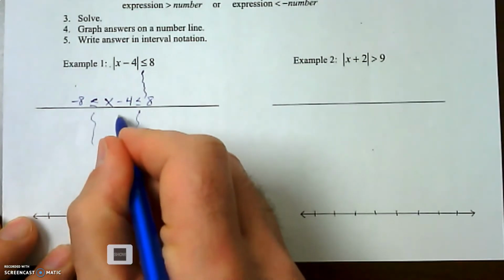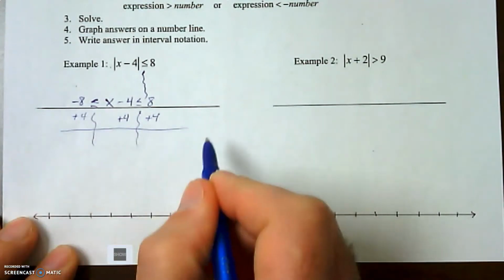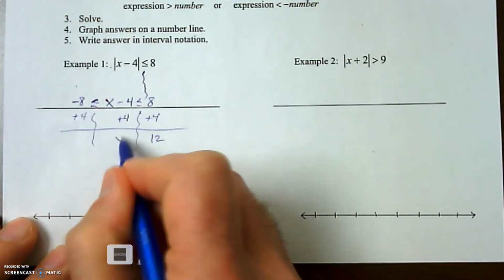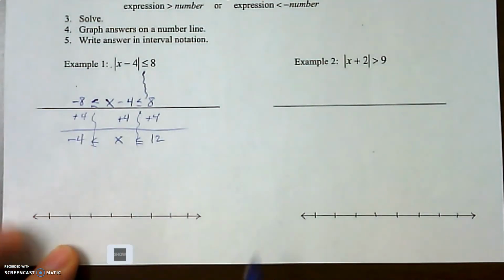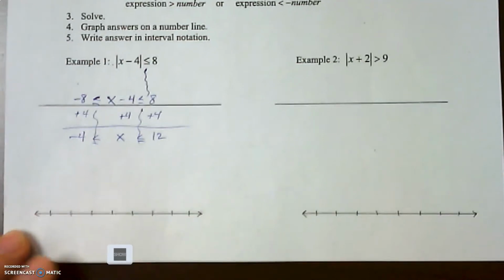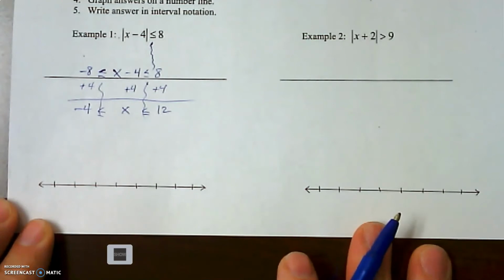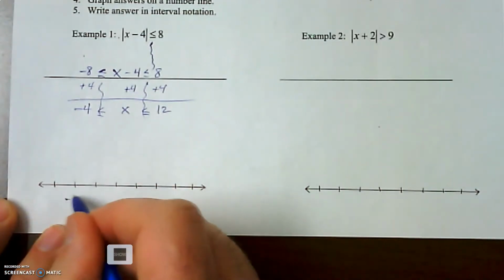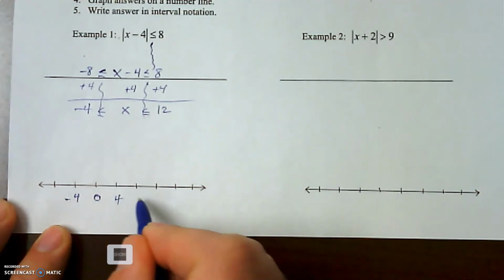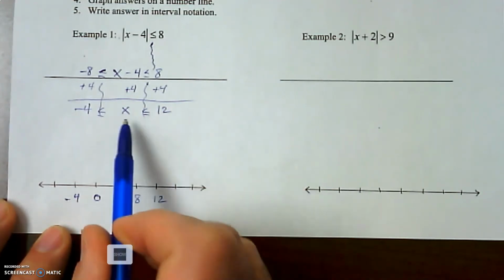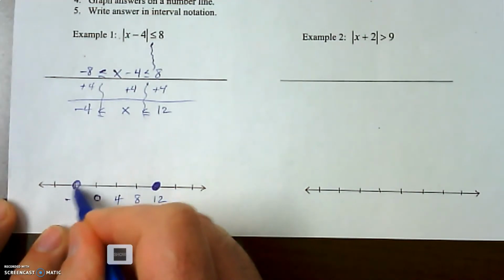Now I can solve. Okay, I want x by itself, plus 4, plus 4, plus 4. That's a 12. X is by itself. That's a negative 4. Again, if you're trying to figure out how to go from negative 4 to 12, remember, count by 2s, count by 3s, count by 4s, count by whatever you want to make it fit. I'll count by 4s. That'd be negative 4, 0, 4, 8, 12. X is in the middle, so I'm going to graph. In the middle, close circles.